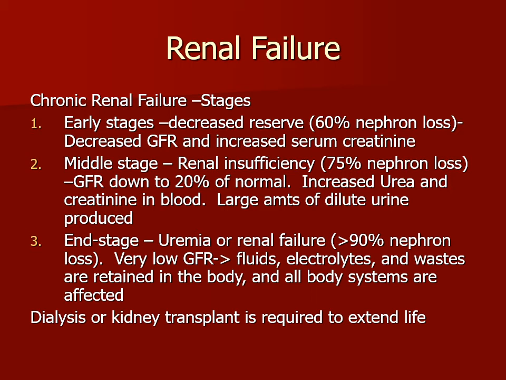increased serum creatinine. Middle stage: displays with renal insufficiency, 75% nephron loss, glomerular filtration rate down to 20% of normal. You see increases in urea and creatinine in the blood, and large amounts of dilute urine are produced. End stage: you see uremia. So uremia is the pathology where you see a lot of urea in the blood.